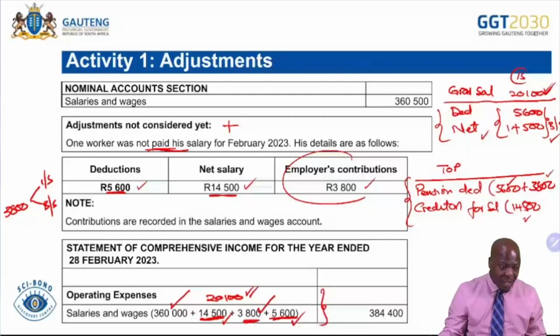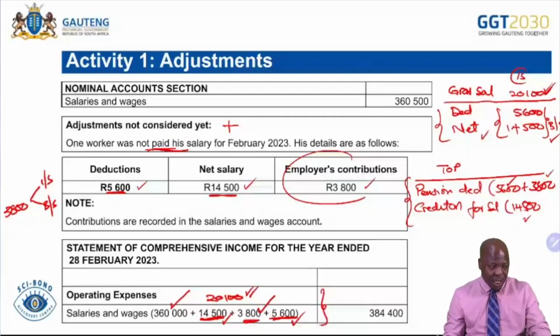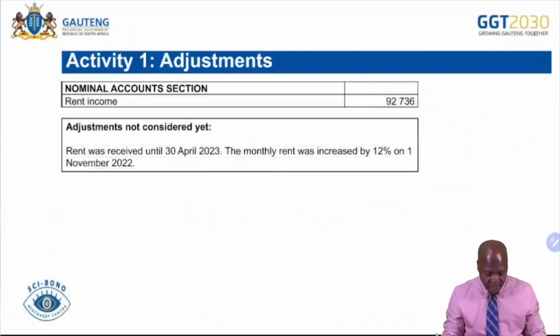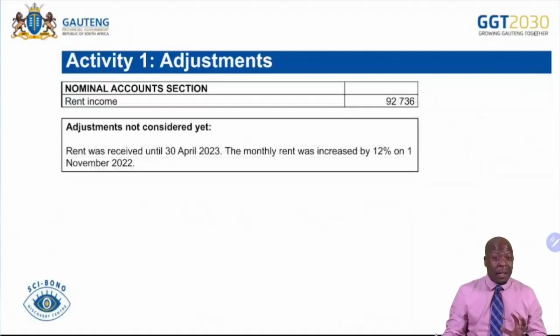All right, thank you. I'm going to move on now to the adjustment that follows, and it reads, rent was received until 30 April. Okay, so your insurance adjustment, rent adjustment, these are adjustments that we always get. So you should be practicing quite more often on these kinds of adjustments. If you have a problem with the rent adjustment, let's see if we can do this one together. If you're ready, let's go.